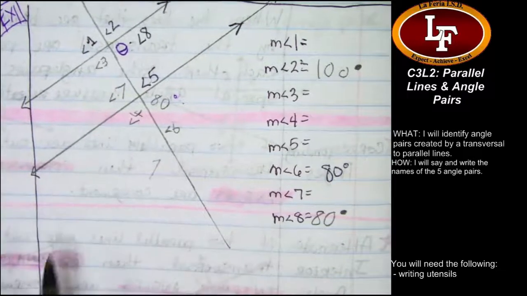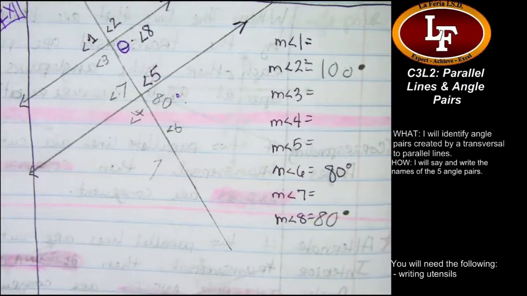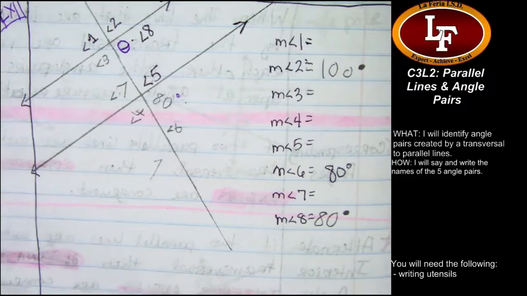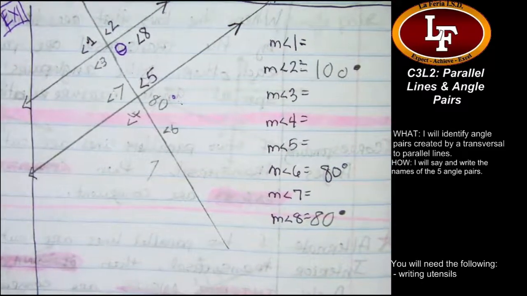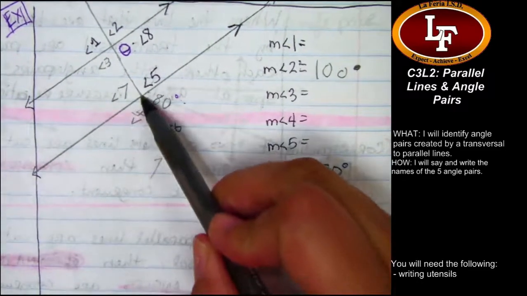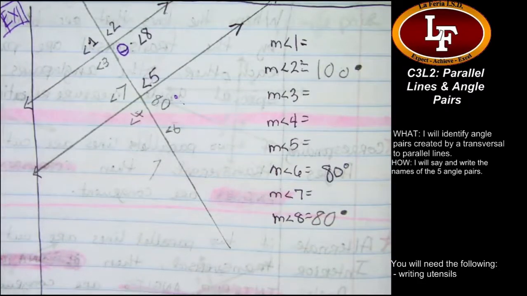So pause the video now and fill out the rest of these angle measures. What's a vertex? It's that point right there. Now, let them pause and let them do their work.